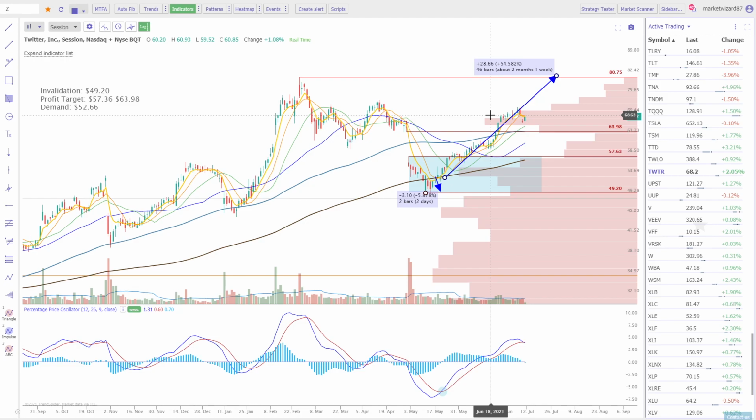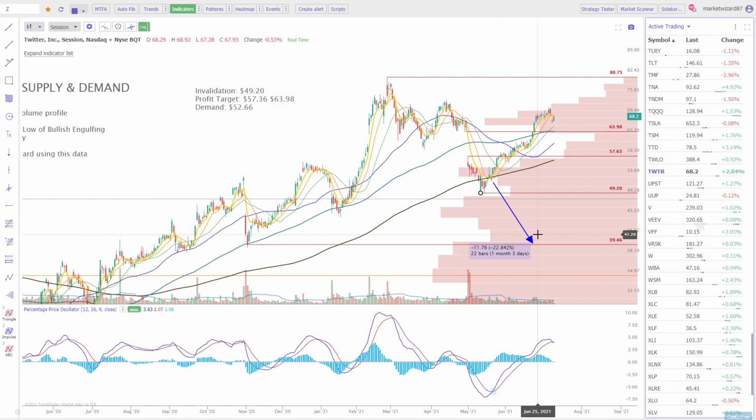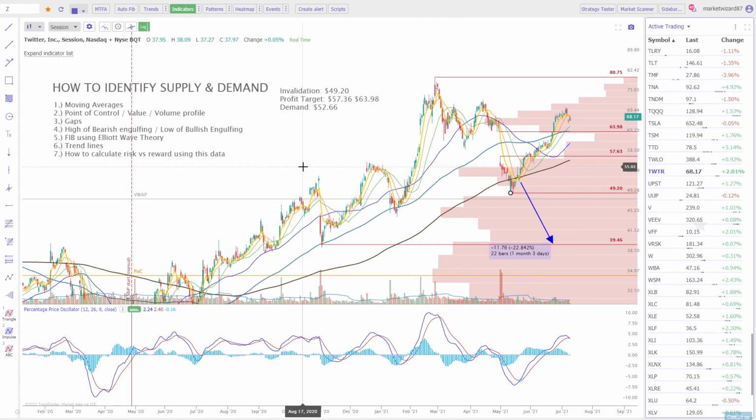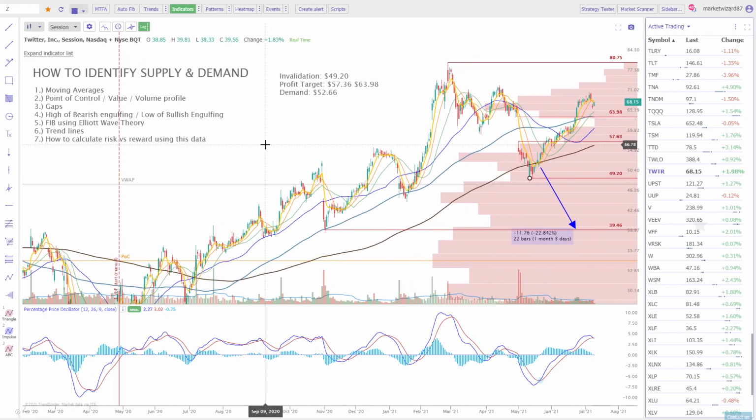What can't happen is for this to be wrong and you to stay in the trade as she comes down here to fill this gap at $39, right? So again, cut your losers, ride your winners. And this is how I identify supply and demand and use that data to calculate risk reward.